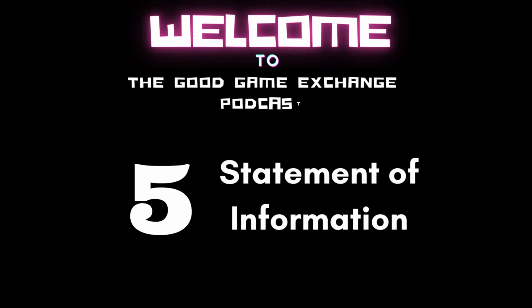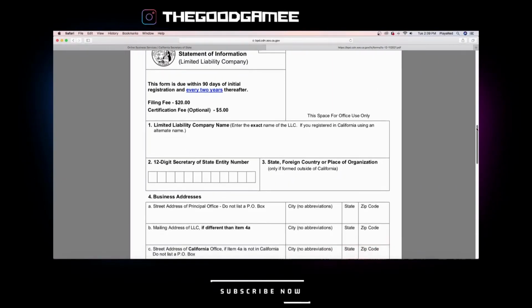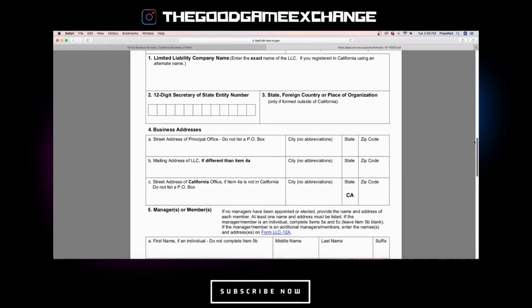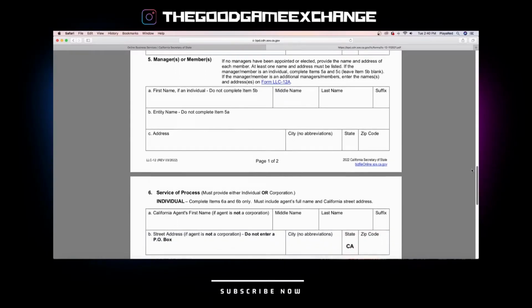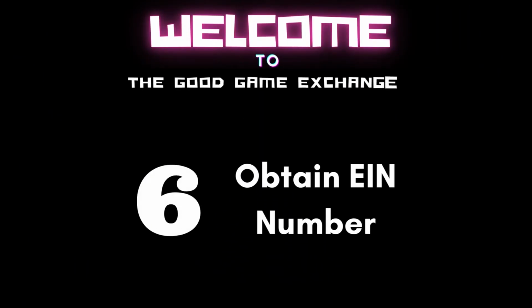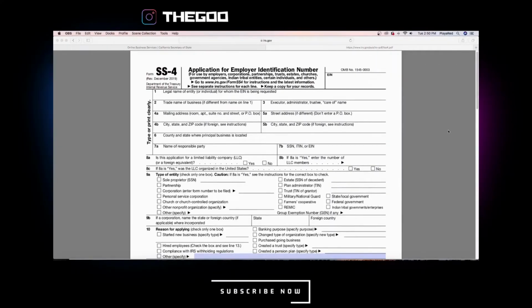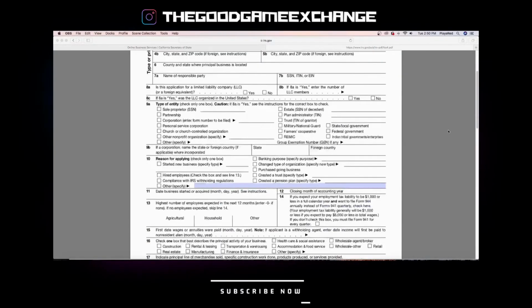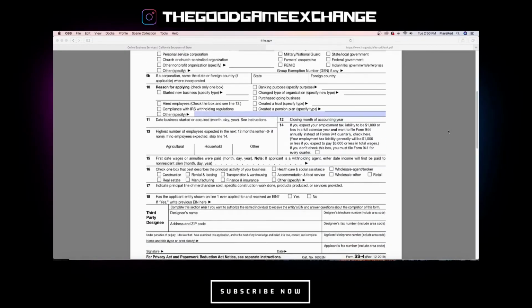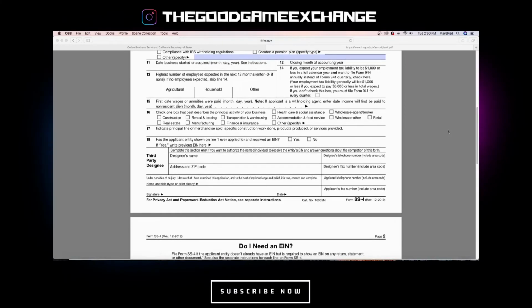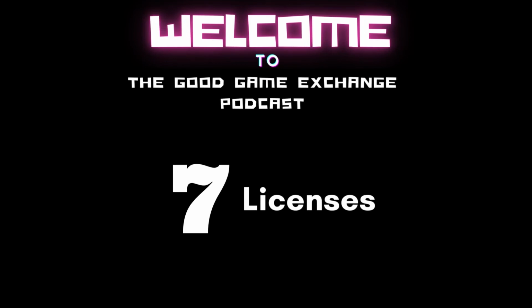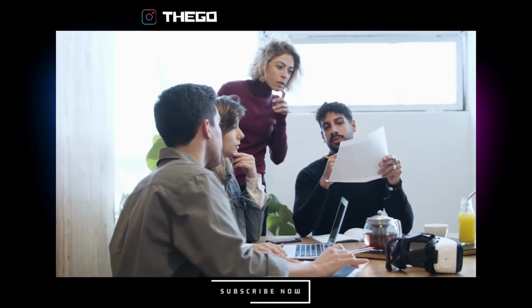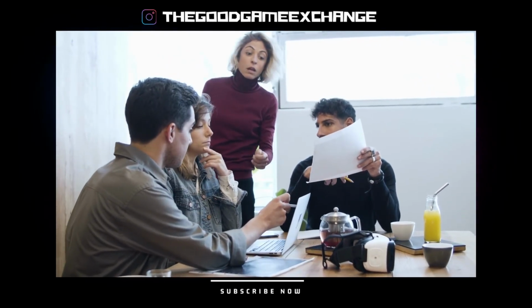Depending on what state you're in, you may or may not have to file a statement of information or Form LLC-12. Check with your Secretary of State to see if it is required. If it is required, then this form has to be filed within 90 days of filing your Articles of Organization. You will then have to file this form every 2 years after. The next thing you want to do is complete IRS Form SS-4 to get your EIN or employer identification number from the IRS. Just like you have a social security number as a person, your EIN is equivalent to that, but for your business. Last but not least, depending on what type of business you have, you may need to obtain certain licenses. If this is the case, then you want to make sure you take care of that, and then you'll be good to go.